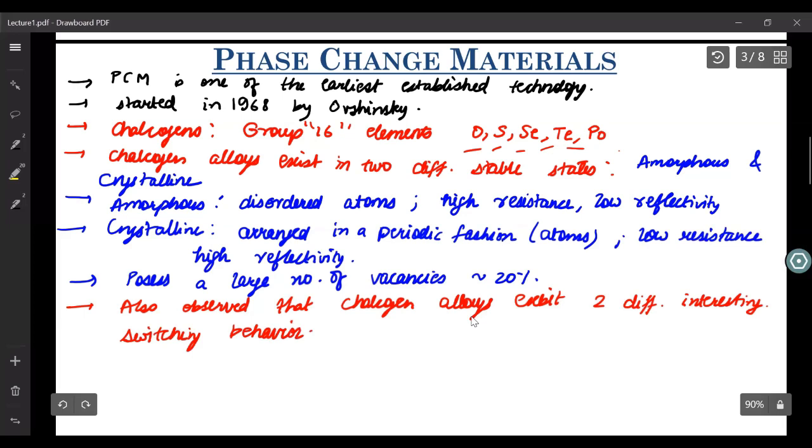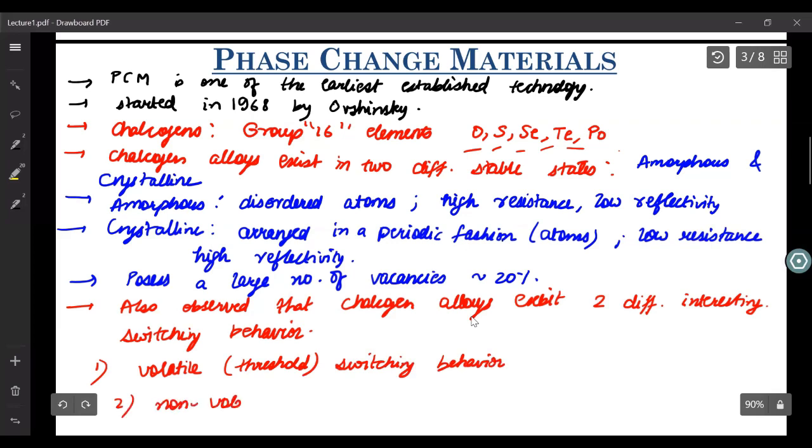What are those two switching behaviors? One of them is a volatile threshold switching behavior, and the second one is a non-volatile memory-like switching behavior.